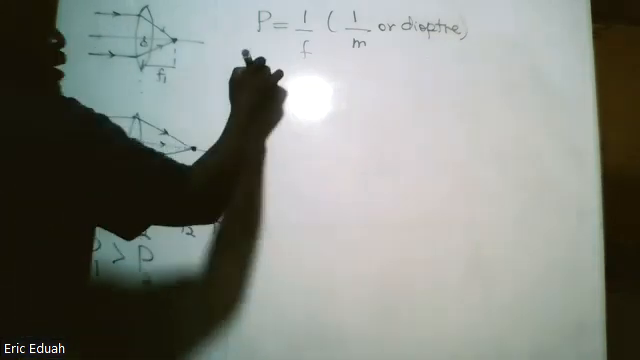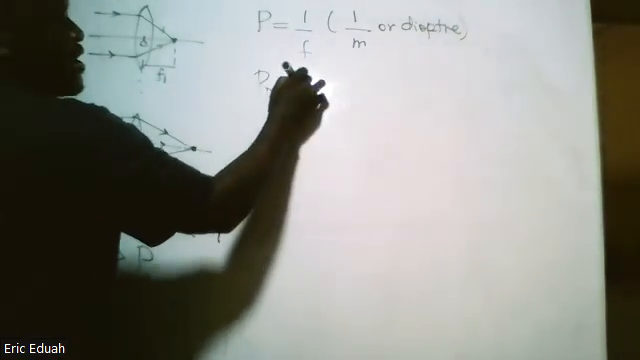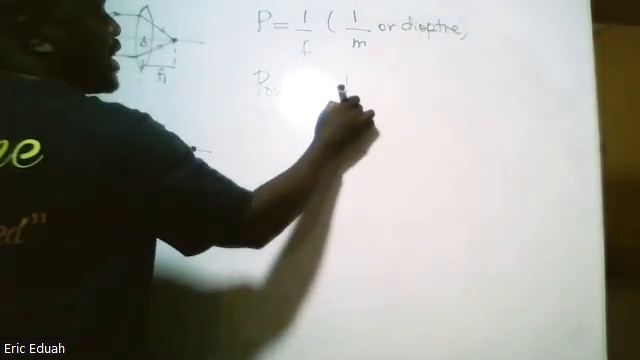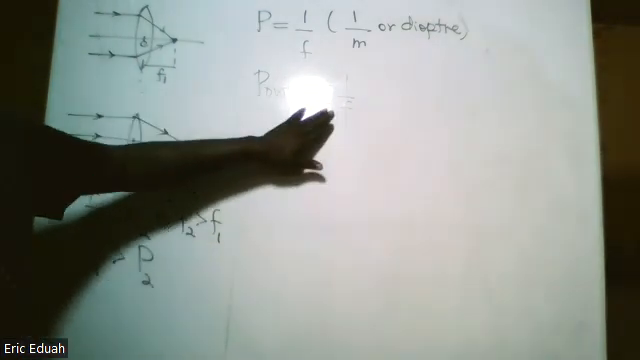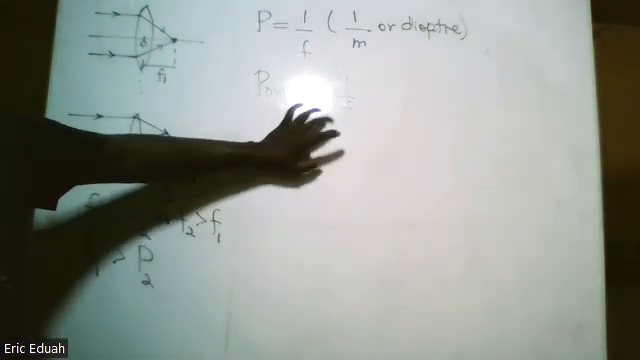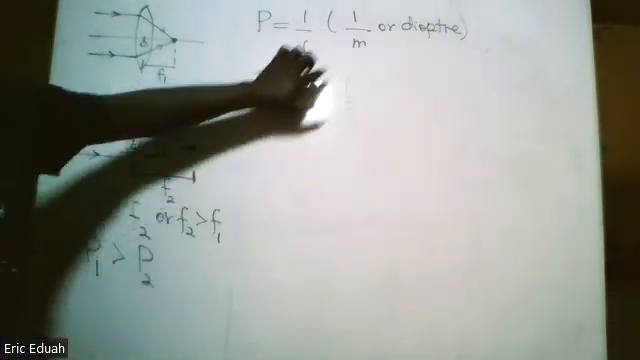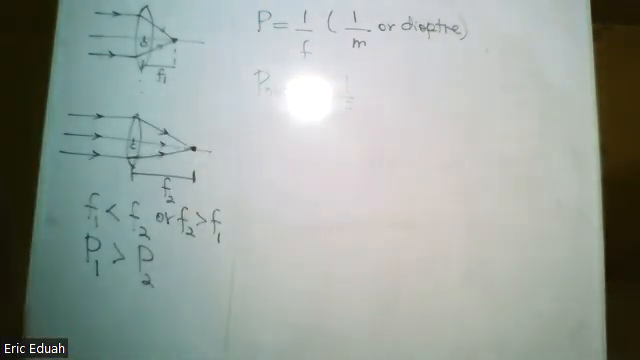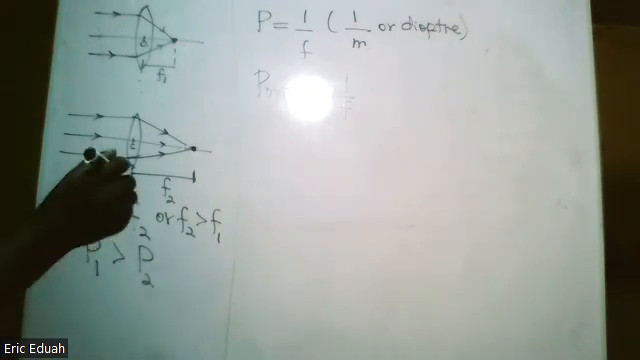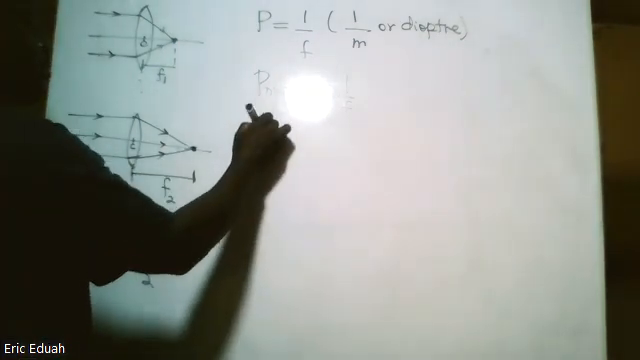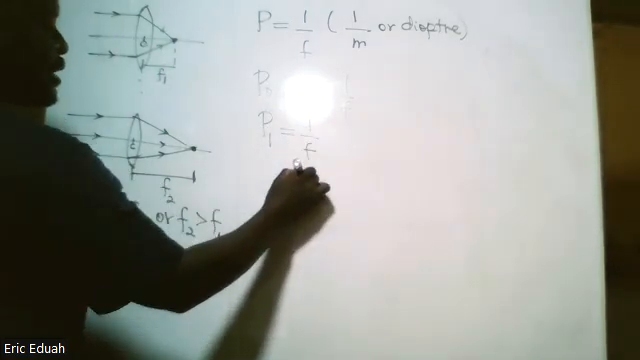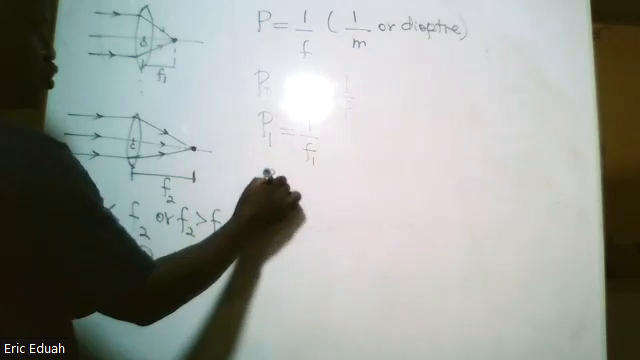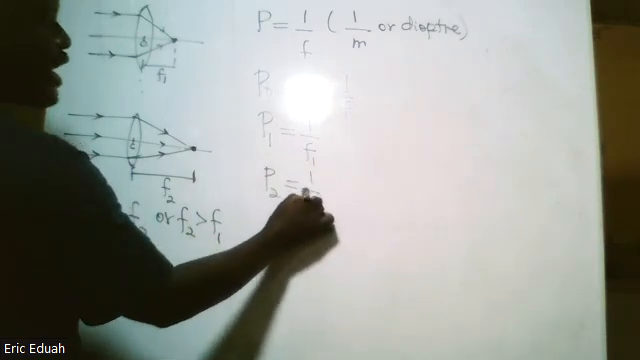The reason is that the power of a lens is given by 1 over its focal length. And you know that in a fraction, when the denominator is less than another one, the whole value is greater. So P1 will be equal to 1 over F1, then P2 will be equal to 1 over F2.